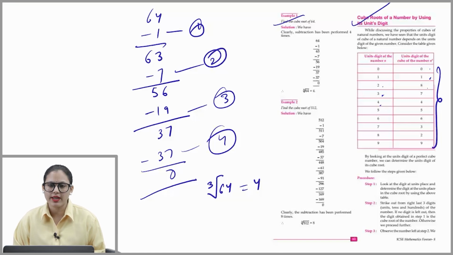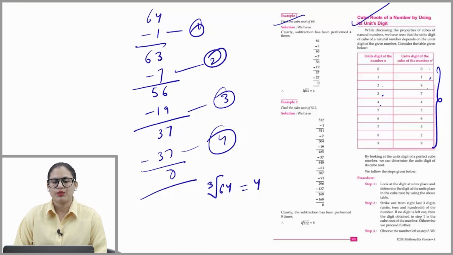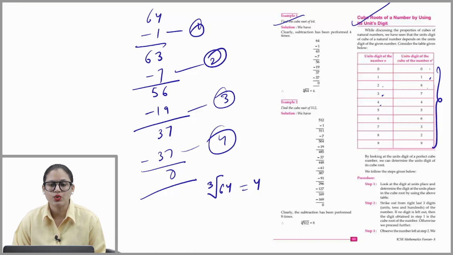So, by looking at the unit digit of a perfect cube number, we can determine the unit digit of its cube root. We follow the steps given below. Step 1. Look at the digit at the units place and determine the digit at the units place in the cube root by using the above table. Step 2. Strike out from the right the last 3 digits, that is units, tens and hundreds of the number. If no digit is left out, then the digit obtained in step 1 is the cube root of the number. Otherwise, we proceed further.